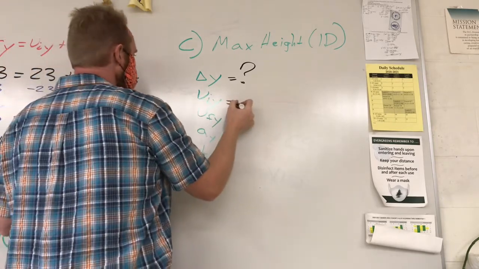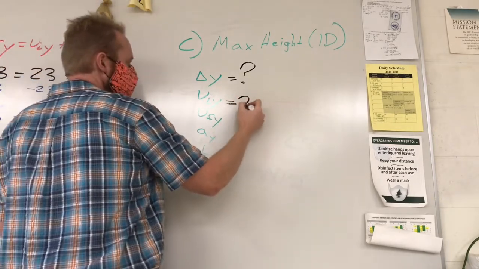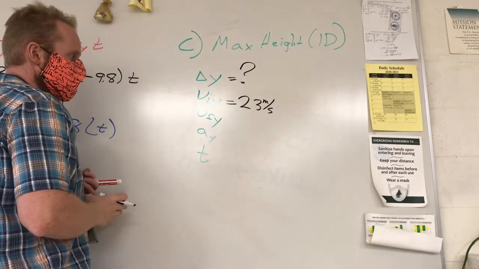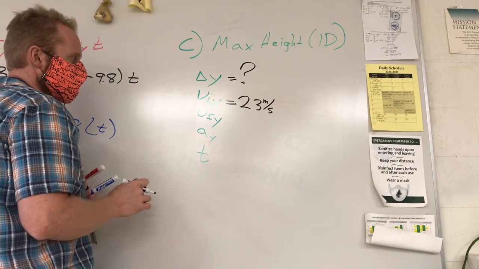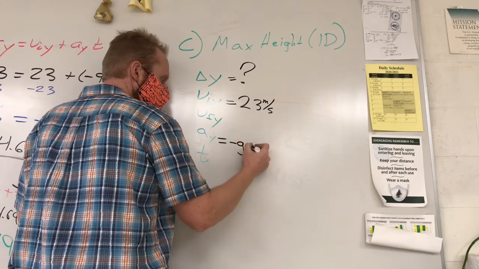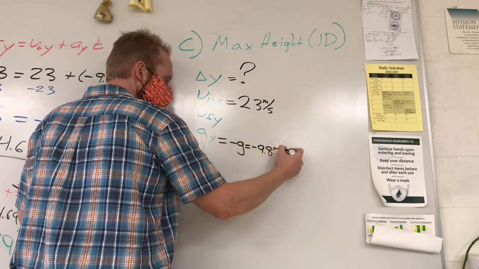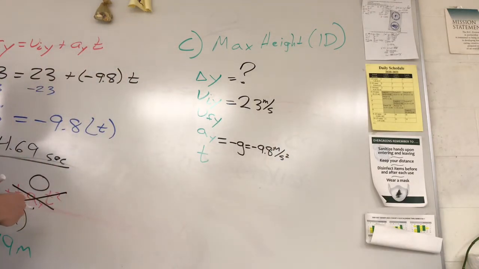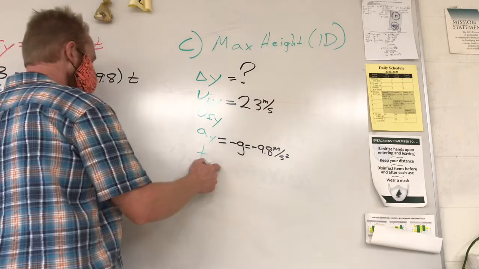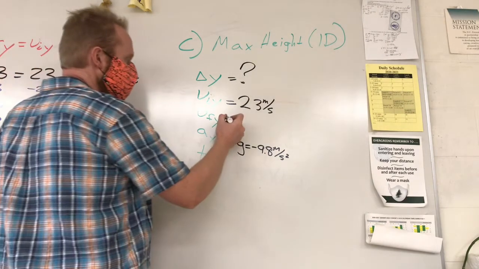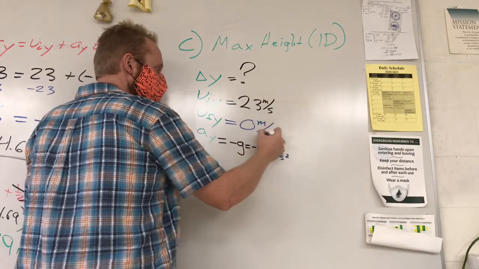It still was shot upwards such that the velocity in the y direction is 23 meters per second. It's still moving freely through the air, so this is negative g, which is equal to negative 9.8 meters per second squared. And this t, we'll come back to this t. It's a max height problem, so the velocity at maximum height is 0.